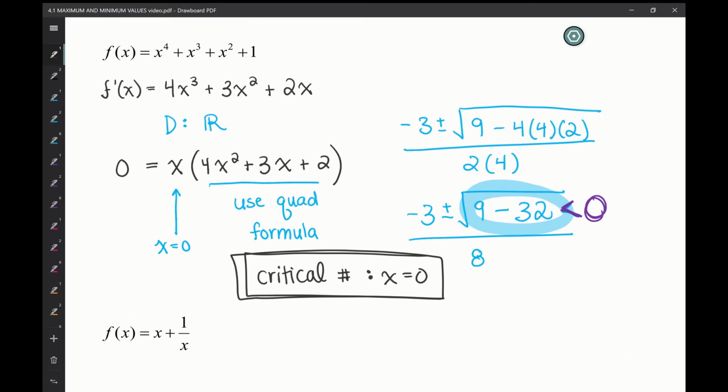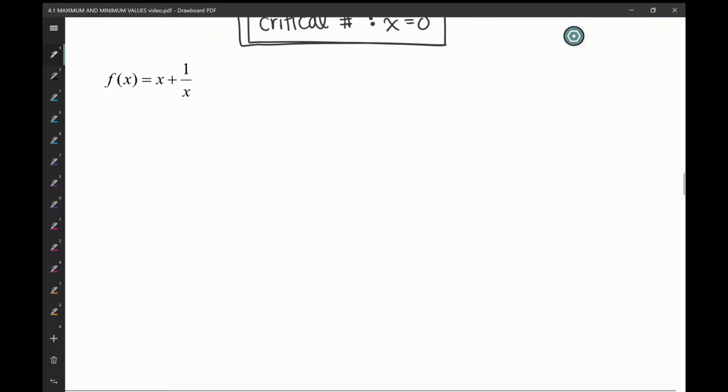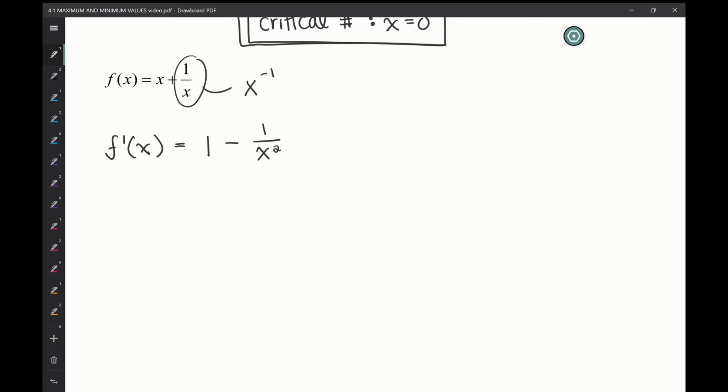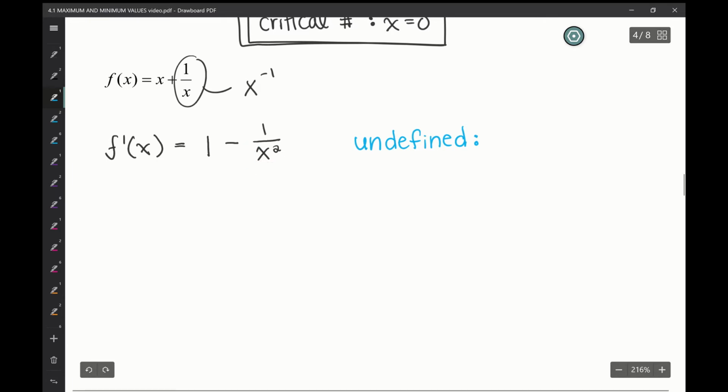Let's look at this next function. We have f of x equals x plus 1 over x. We'll take the derivative, so we have f prime of x equals 1 minus 1 over x squared. If you needed to take another step where you rewrote that 1 over x as x to the -1, that's perfectly okay. Let's start by looking for where this is undefined. This will be undefined when the denominator is equal to 0, so that will be where x is equal to 0.